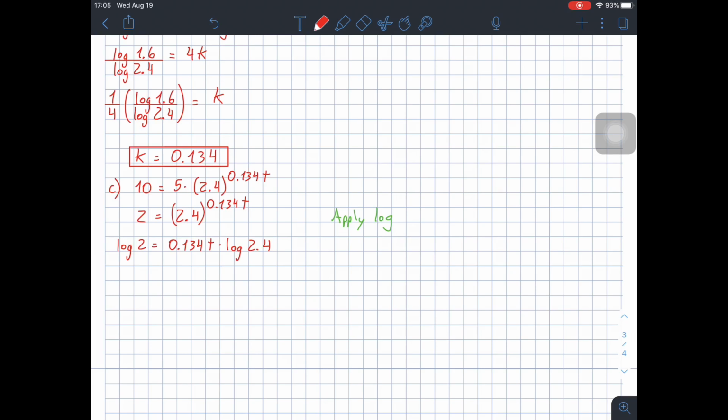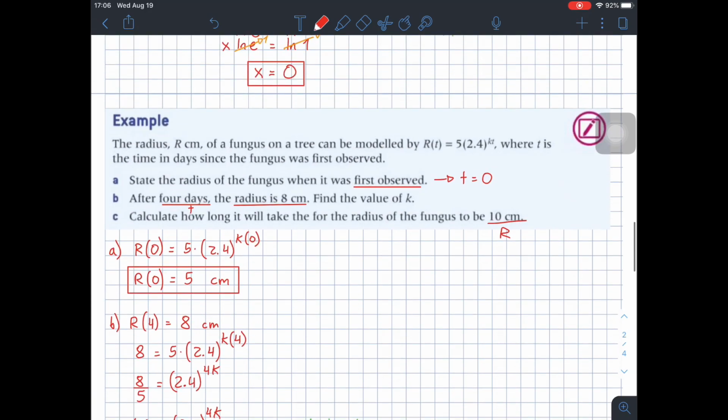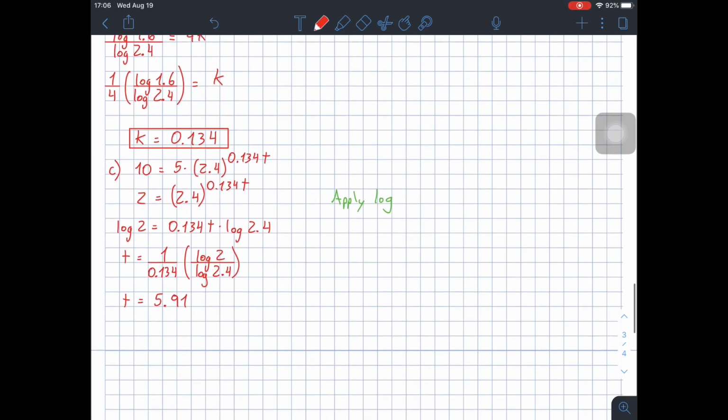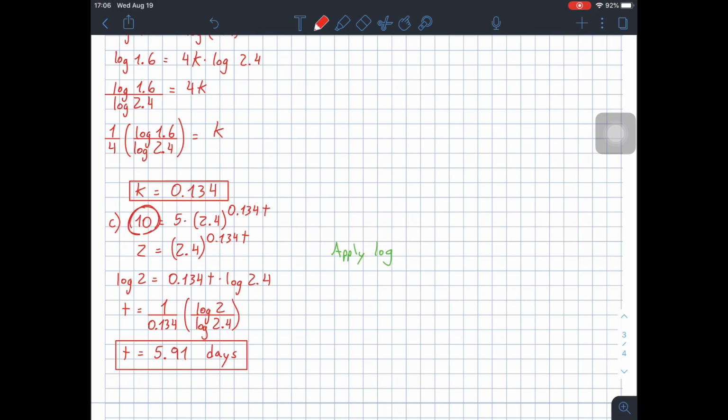So finally, if I solve for t, I'm going to assume that you already understand what I'm going to do here. The value of t would be equal to 1 over 0.134 times log of 2 divided by log of 2.4. That's all we need to do in order to solve for t. If we do this in the calculator, we get the final answer, which is time equals 1 over 0.134 times log of 2 divided by log of 2.4, and I get a value of 5.91 if we round it to 3 significant figures. So t is in days, right? Yes, time in days. So after 5.91 days, the fungus will double its initial radius. From having an initial radius of 5 centimeters, after 5.91 days, it will have a radius of 10 centimeters, okay?